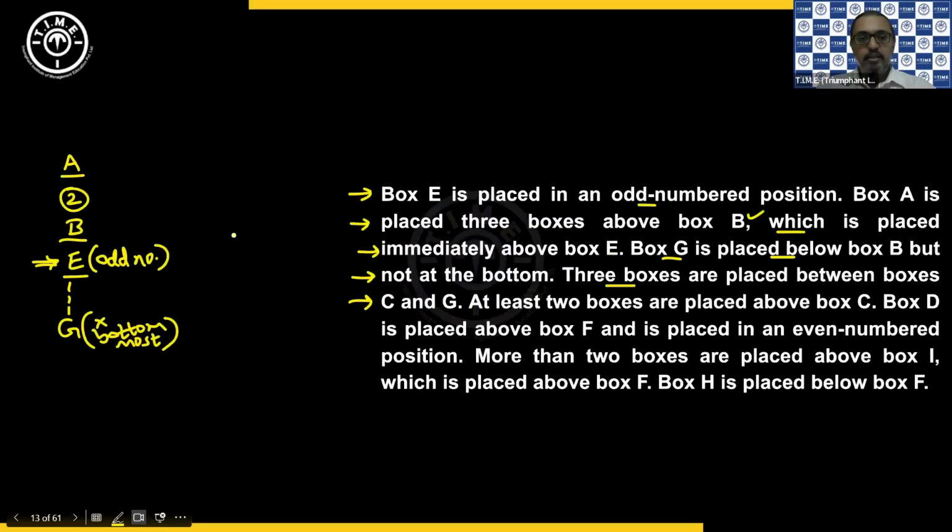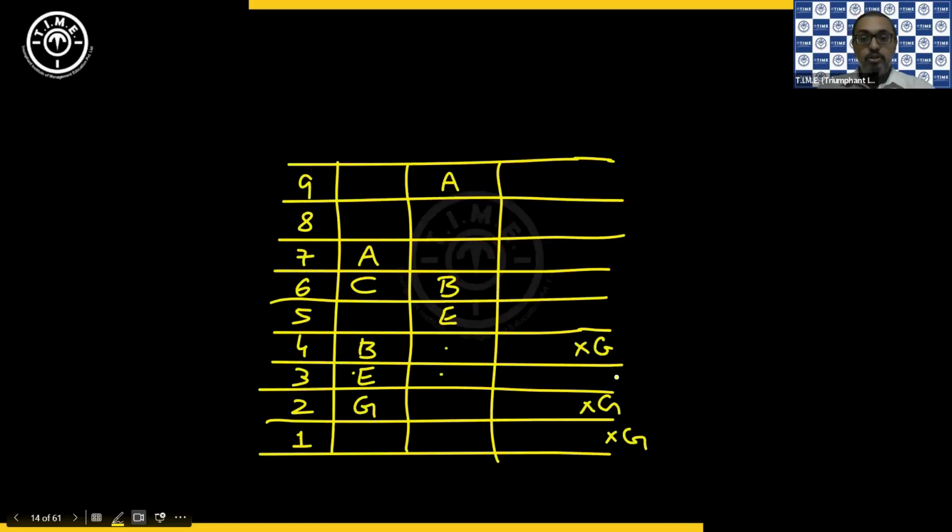Okay. So we have 3 boxes between G and C. C definitely comes above G only. But look at the next information. At least 2 boxes are placed above C. So minimum 2 boxes should be above C. You can have more than 2, but minimum 2 is there. Then in that case, I can rule out G in the 4th position for the 2nd case, because leaving a gap of 3, C will be put in the 8th. I cannot have C in the 8th because there is only 1 box above. I need at least 2 boxes above.